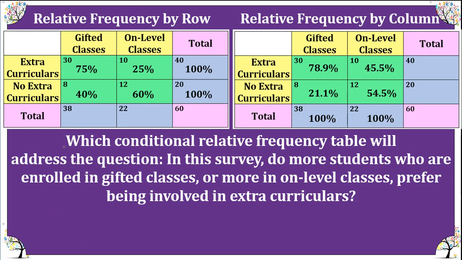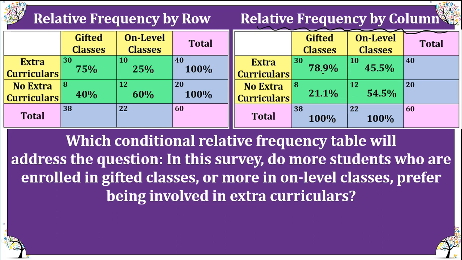Okay, so let's take a look at this. Which conditional relative frequency table will address the question? In this survey, do more students who are enrolled in gifted classes or more in on-level classes prefer being involved in extracurriculars? So again, do more students who are enrolled in gifted classes? So I'm really looking at those in gifted classes. So this would be this table right here. So this is what I would use to answer the questions.